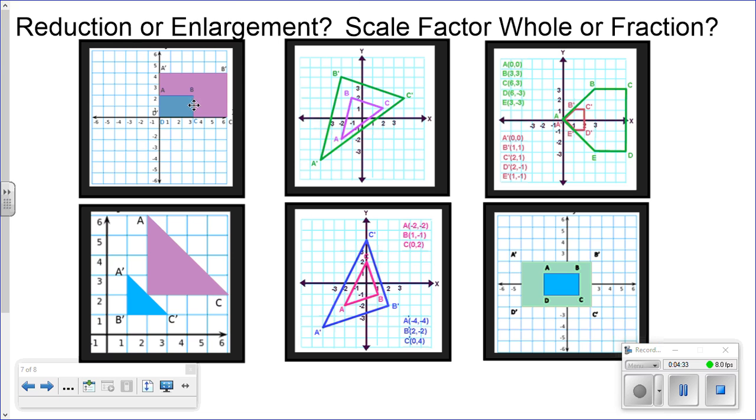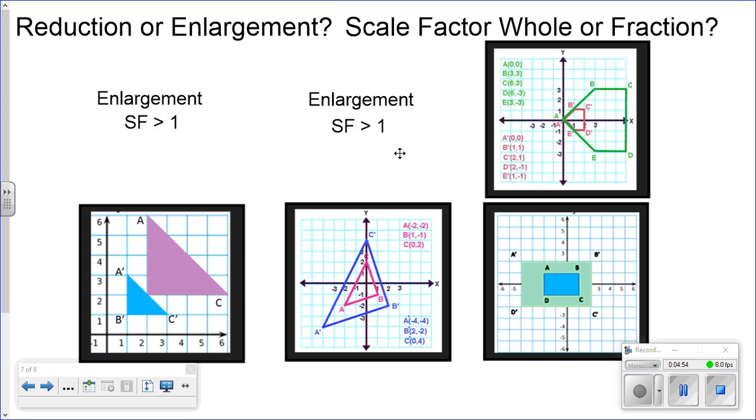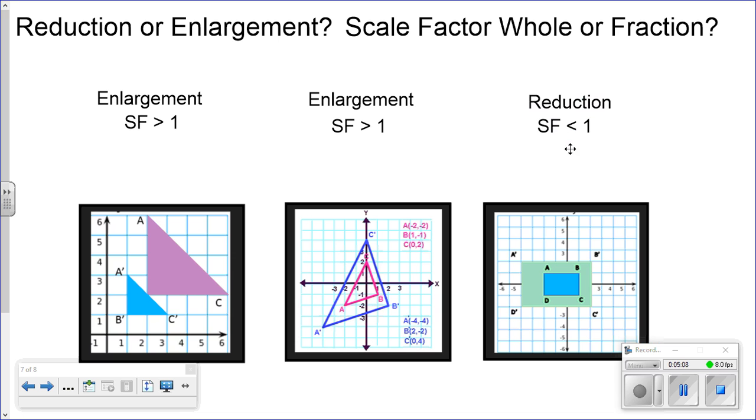So looking at this picture, the blue rectangle to the purple one, it's getting larger, which means my scale factor is greater than 1. Looking at this triangle, the purple triangle is my original and the green one is my new, so that means it's getting larger, scale factor greater than 1. In this one, this green one is my original, and this burgundy one is my new one. So it's getting smaller, so it's a reduction, and it has a scale factor of less than 1.